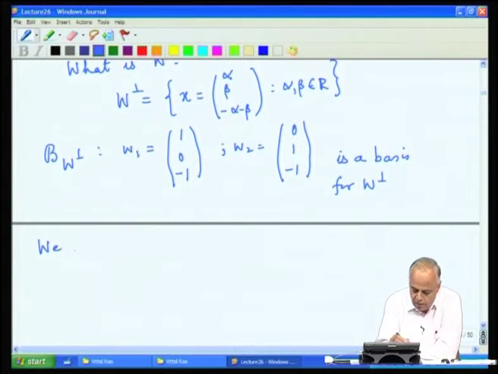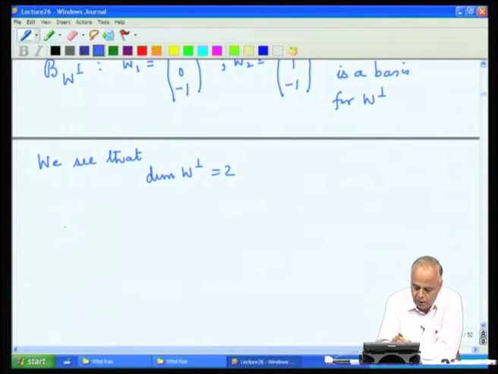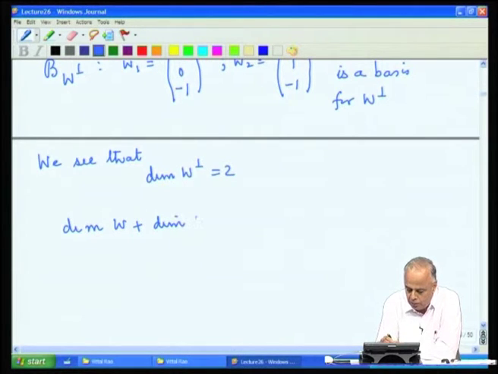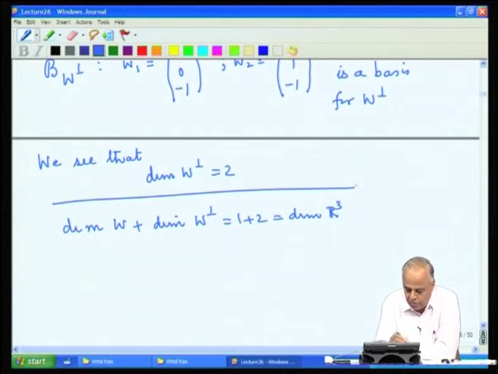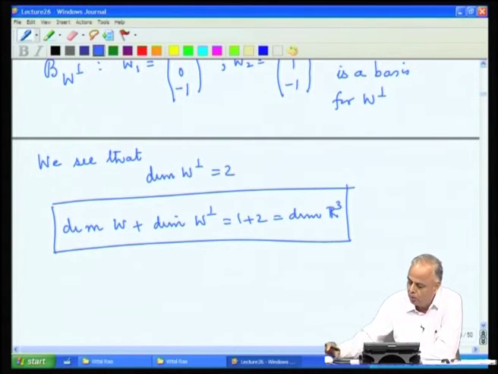Now, we see that since the basis consists of two vectors, the dimension of W perp is 2, and therefore, we immediately see that the dimension of W plus the dimension of W perp is equal to 1 plus 2, which is the dimension of the whole space. This is one of the properties which we looked at last time. This illustrates the fact that the dimension of a subspace plus the dimension of the orthogonal complement must always be equal to the dimension of the whole space.